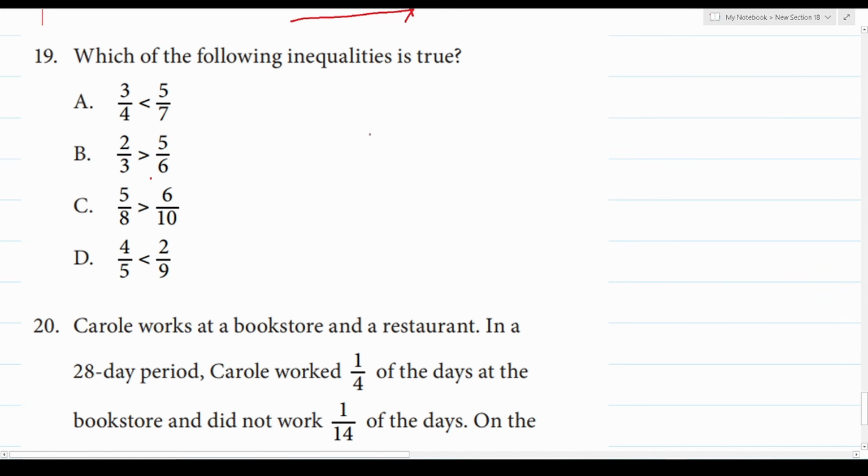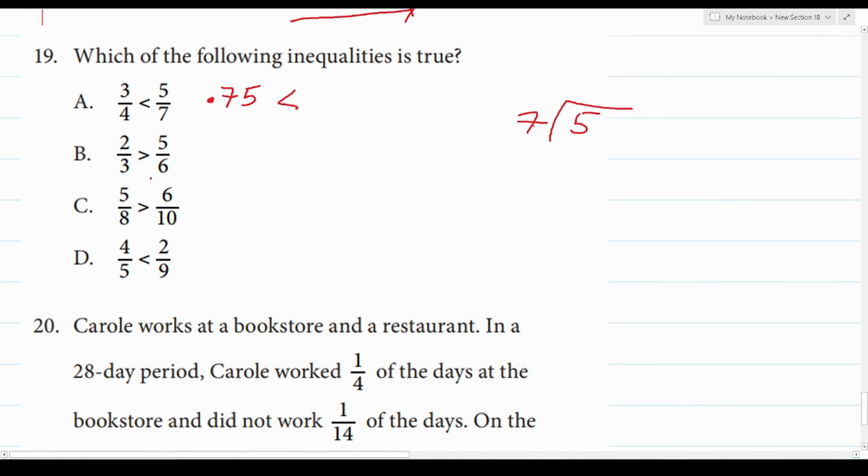Number 19 says, which of the following inequalities is true? And we can see we're comparing all these fractions with one another. So this is going to be a great test of our knowledge of fractions as well as decimals, as you'll see shortly. So this first one says compare 3/4 and 5/7. So 3/4 you should know from prior experience is going to be 0.75, and we want to know if that's less than 5/7. Well, you can convert fractions to decimals very quickly by treating them as long division, notably by reading this as 5 divided by 7.